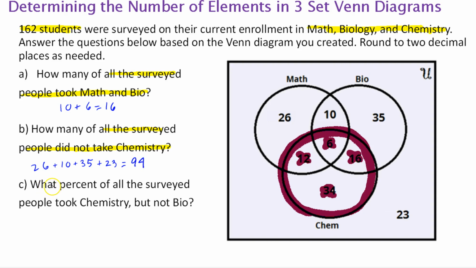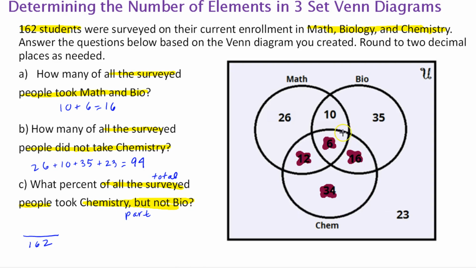Next, we're asked for a percent, so we're going to need to set up a ratio. What percent of all the surveyed people took chemistry but not bio? So our total here, after the "of," is all the surveyed people, and we're given that in the instructions, so that's 162, so we don't have to recount them. And now we want the part, which is going to be chemistry but not bio.